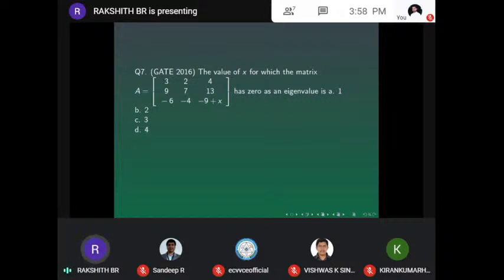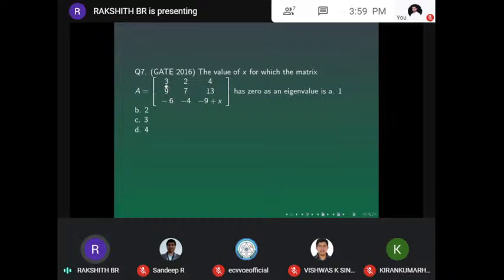Minus 9 plus x must be equal to minus 2. So what's the value of x then? It has to be 9 minus 2, that is 7. So here the problem is to find the value of x such that the rows are dependent.